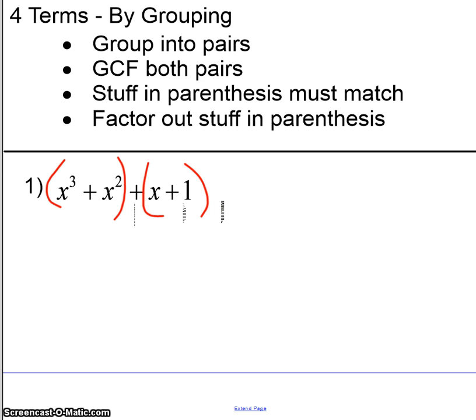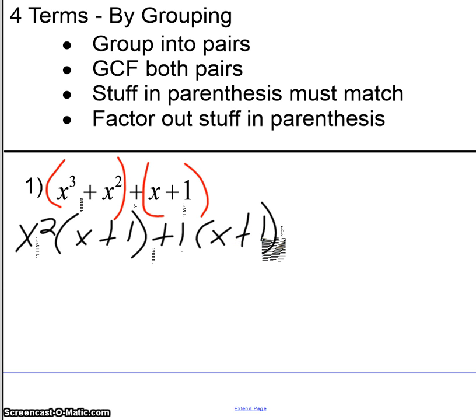And then the next step is to GCF both pairs. So the GCF of the first group is x squared. So x to the third divided by x squared is x. And x to the second divided by x is 1. The GCF of the second group is 1. And when you're using the by grouping method to factor, if the GCF is 1, you have to write a 1.